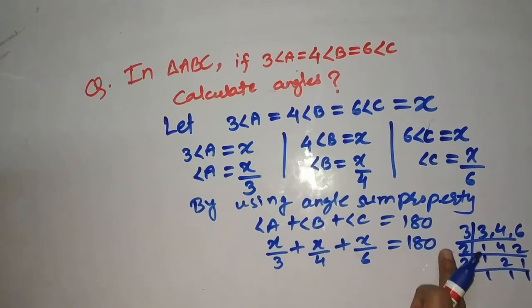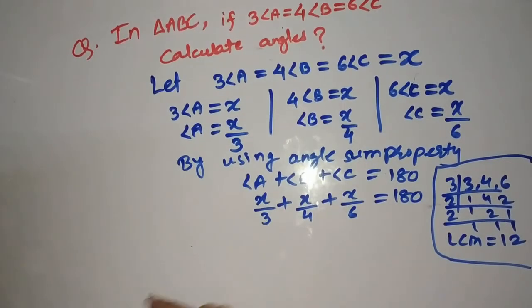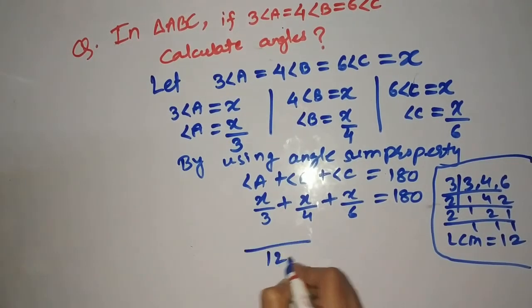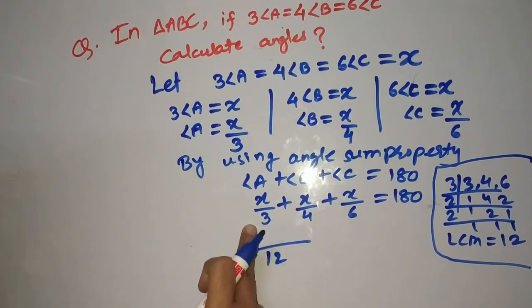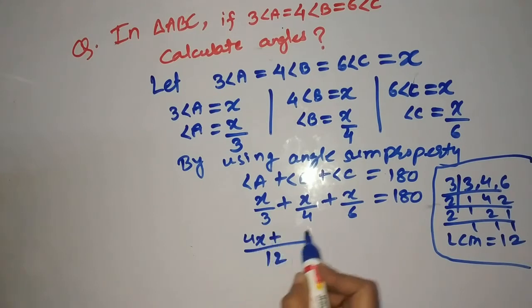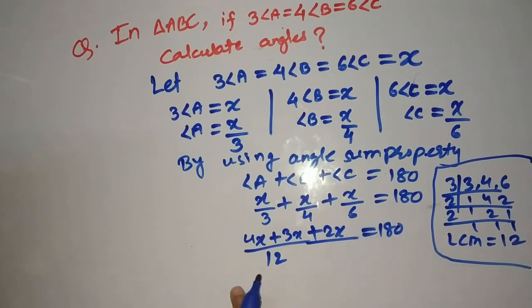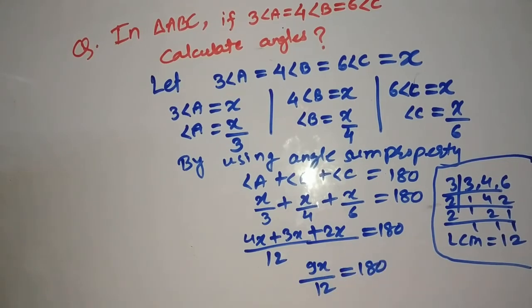So it is coming 3 to the 6, 6 to the 12. So friends, the LCM is 12. So x by 3, x will multiply with this 12, so we'll get 4x, plus 3x, plus 2x is equal to 180 over the LCM. So 4 plus 3 is 7, plus 2 is 9, so we get 9x divided by 12 is equal to 180.